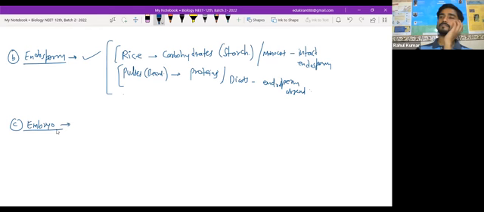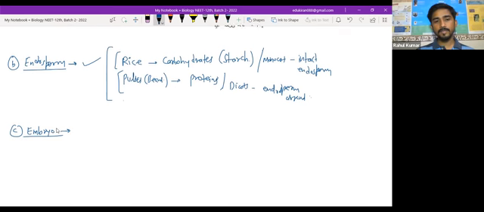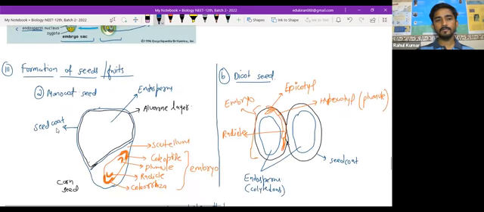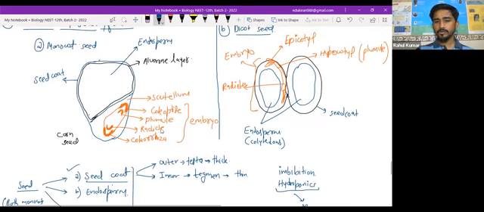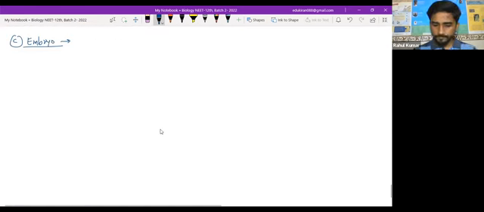Embryo. Now, embryo itself is a very complicated structure, because here I have written different parts of the embryo itself: epicotyl, hypocotyl, coleoptile, all these things. So write down.